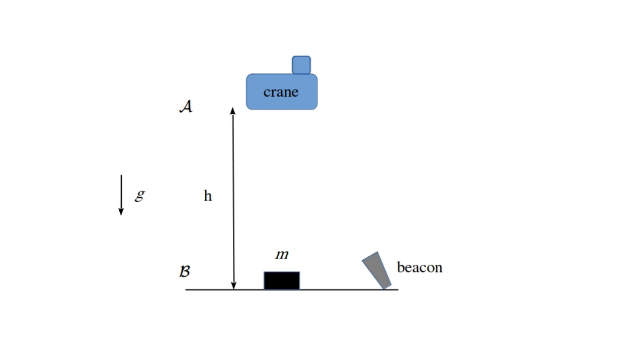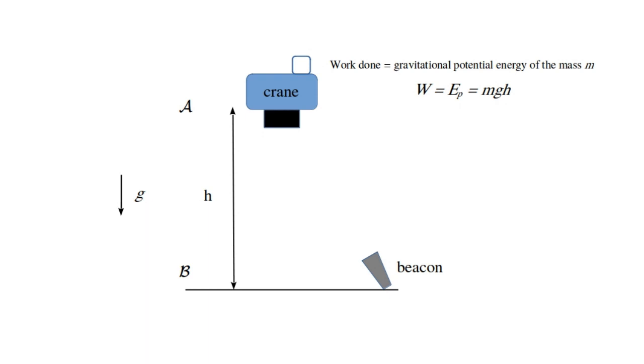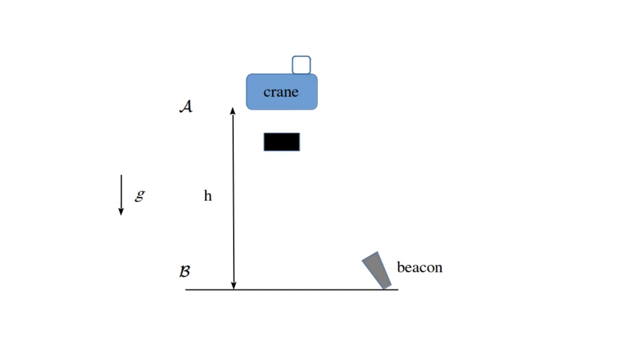The first step of the cycle consists in the crane raising m, from point B to point A. In doing that, the crane performs a work equal to mgh, which is also equal to the gravitational potential energy now acquired by m. In the second step, the mass m is slowly released back to point B, and its gravitational potential energy mgh is entirely recovered by the beacon and converted into a single photon of frequency nu, namely mgh equals h nu.